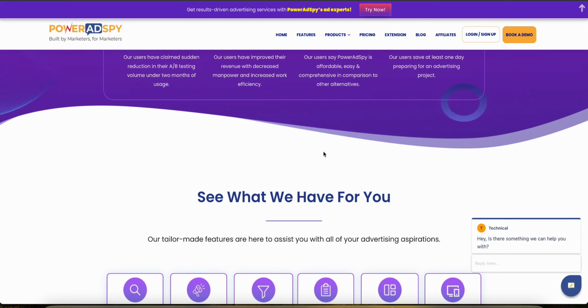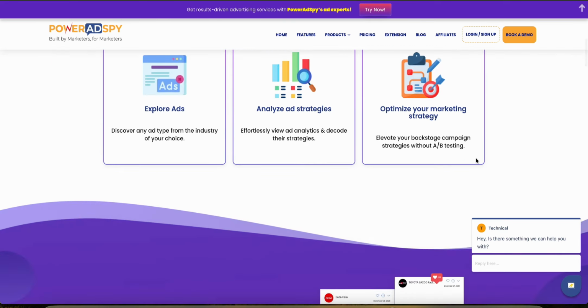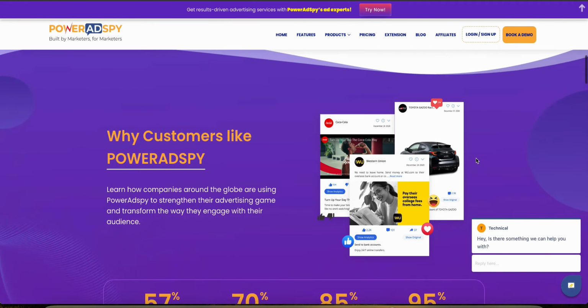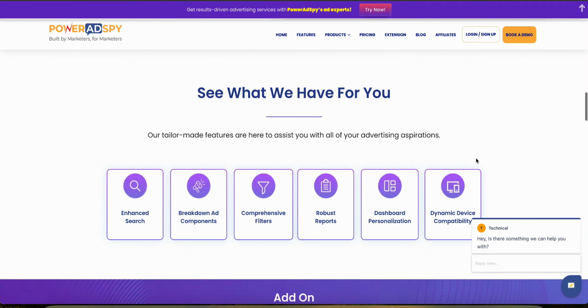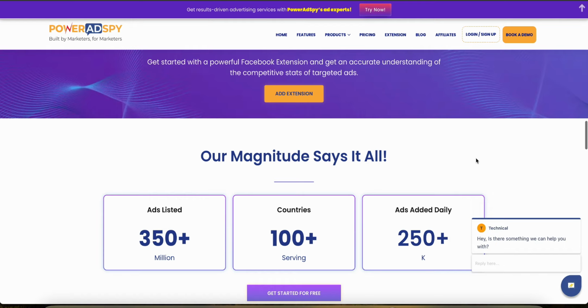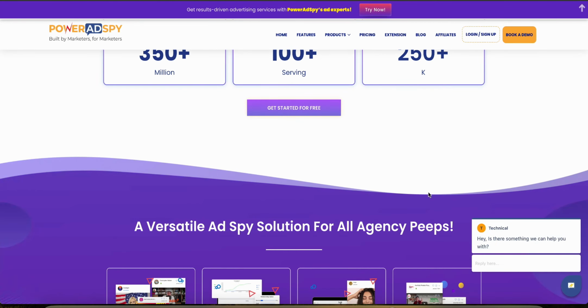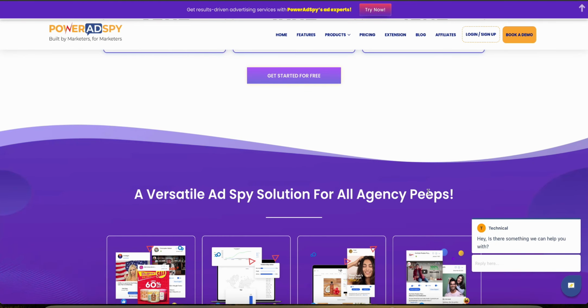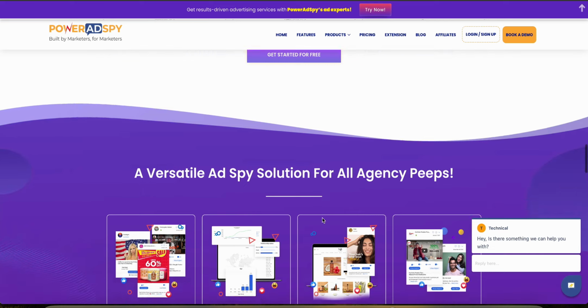So how do they do for customer support and community? PowerAdSpy provides robust customer support through multiple channels, including live chat, email, and a comprehensive FAQ section. The platform also maintains an active presence on social media, offering additional support and community engagement through platforms like Facebook.